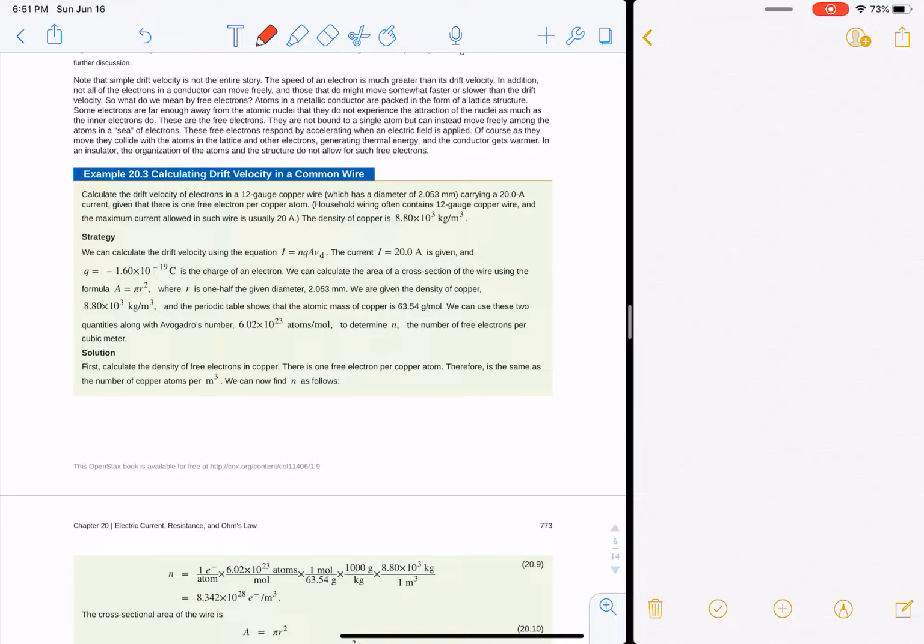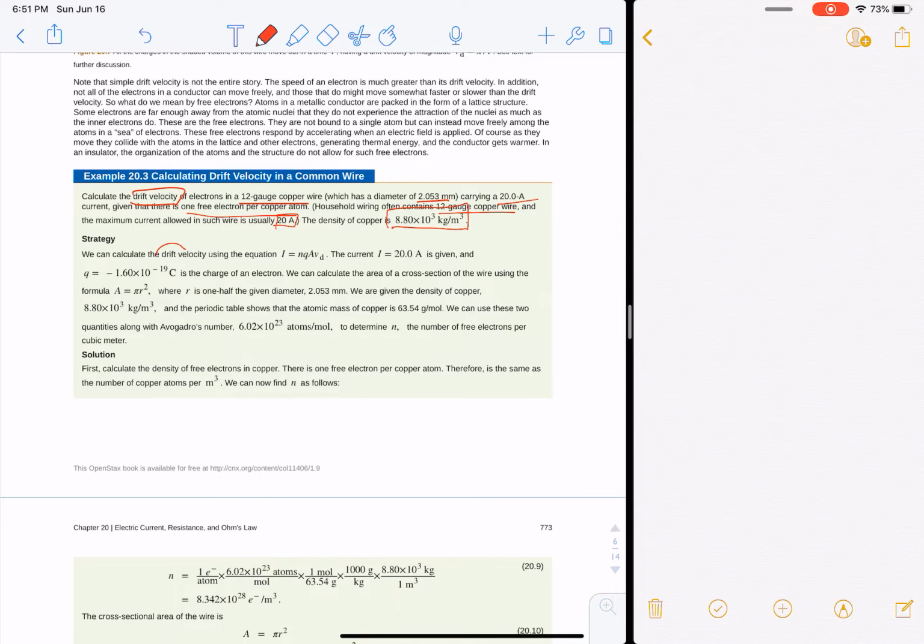So we want to calculate the drift velocity in 12-gauge wire. It has a diameter of 2 millimeters and is carrying 20 amps of current. There's one free electron per atom, we've got copper wire, and the maximum current is 20 amps. That's what the circuit breaker usually allows before it trips in your house. And the density of copper is here.